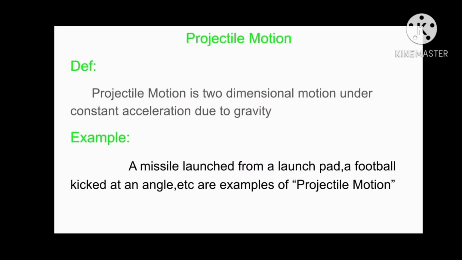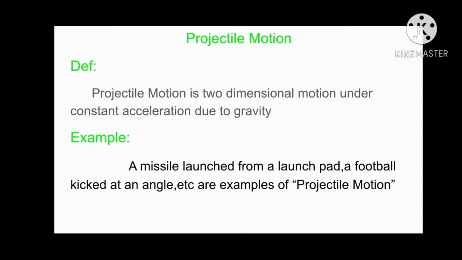Today's topic is projectile motion, as you can see at the top of your screen written in green color. In order to understand this concept, first of all, we shall have to understand its definition. So let's study its definition. Projectile motion is a two-dimensional motion under constant acceleration due to gravity.